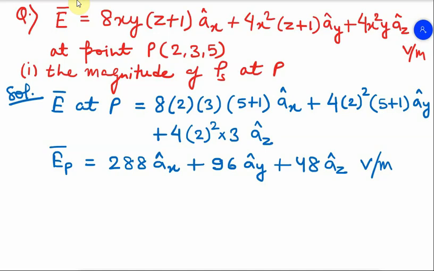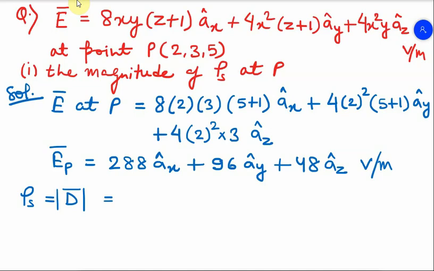But we have to calculate the magnitude of rho s. So how will we calculate the magnitude of rho s? Rho s is the surface charge density. So obviously it will be equal to the magnitude of the electric flux density. We will first determine the electric flux density D, then calculate its magnitude, and that will be equal to rho s.